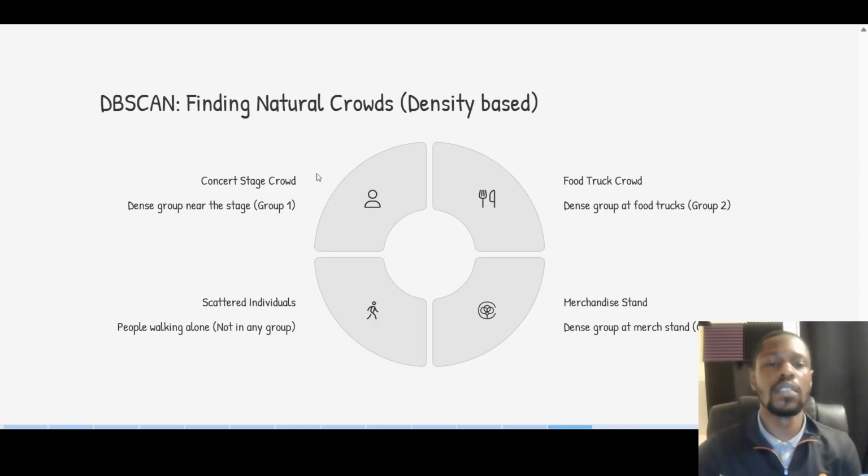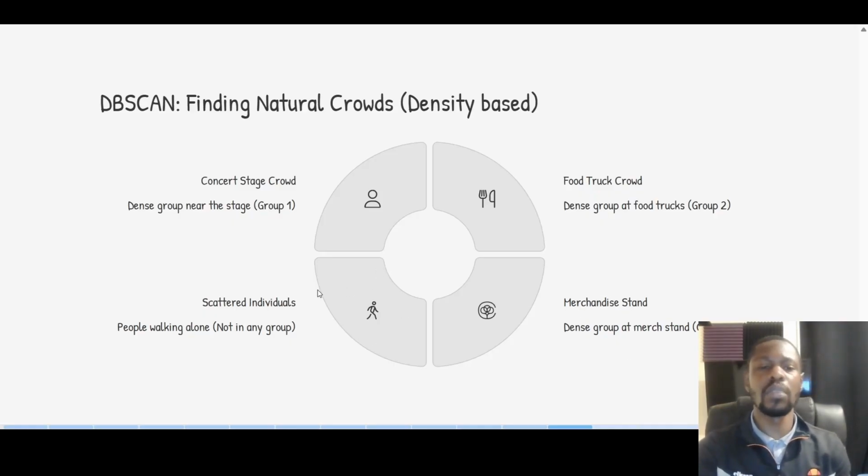So we've got some people, group 1, near the stage. You see a dense group near the stage, and we're going to call that group 1. We also see a very big, very dense group at the food truck, and we're going to call that group 2. We also see a very dense group at the merchandise stand, and we're going to label that as group 3.